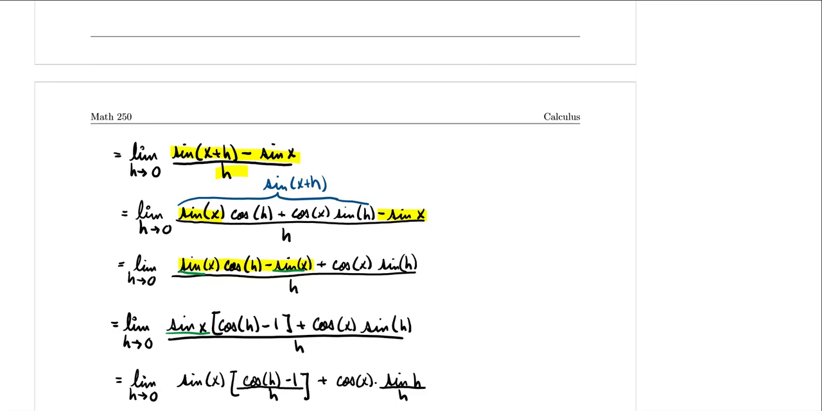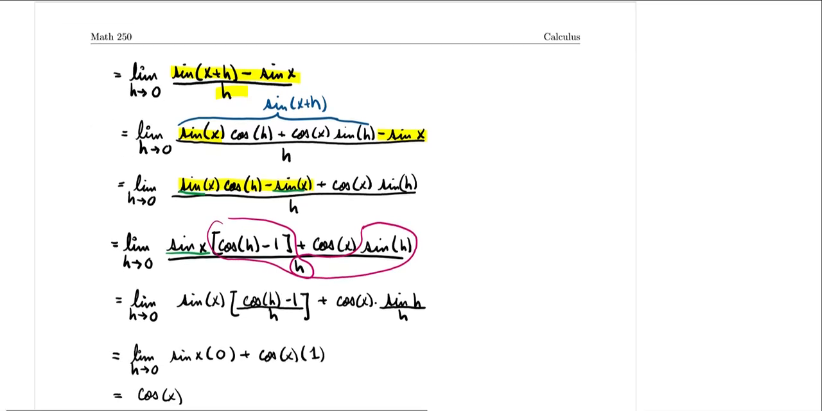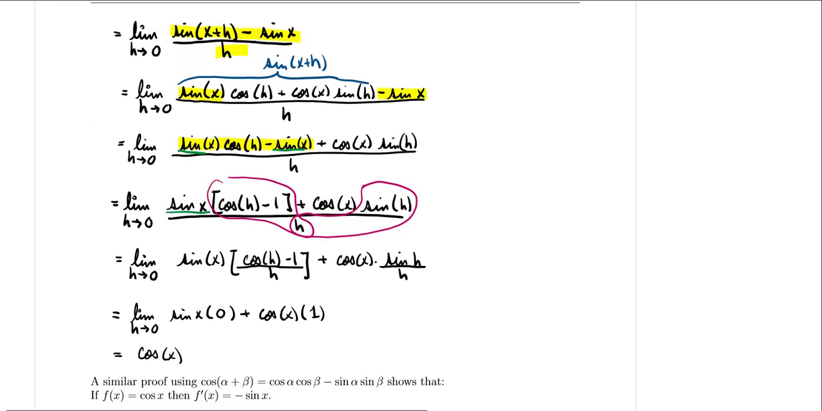Now, because I'm dividing everything by h here, and I have a couple of products in my numerator, I'm going to divide the cosine of h minus 1 by h, and I'm going to divide the sine of h all over h as well. Now, what is that going to give us? Well, this now gives us the limit as h approaches 0 for the sine of x times the cosine of h minus 1 all over h plus the cosine of x times the sine of h all over h here.